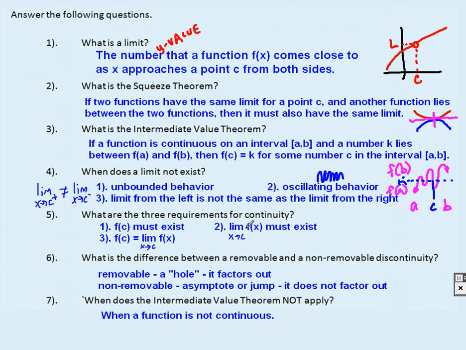Alright, three requirements for continuity: the function must exist, that's the bridge. The limit must exist, you must be approaching the same spot. And three, the place you're approaching must be where the bridge is.